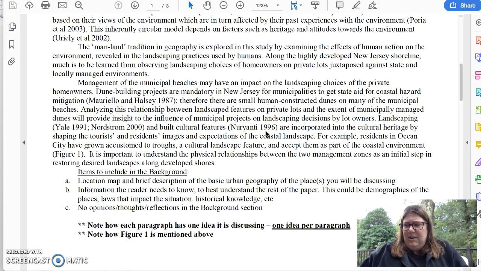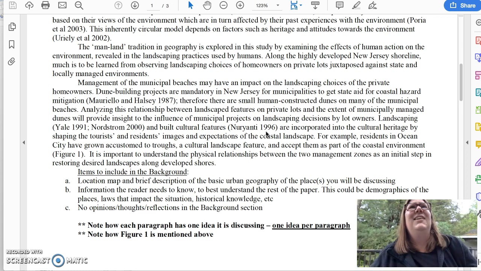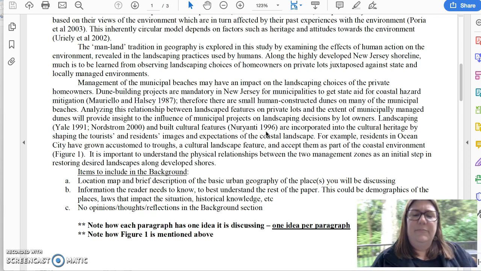And it's starting to rain on me, so I'm going to move under the cover here. Okay.